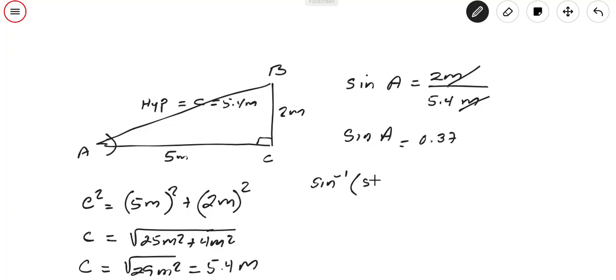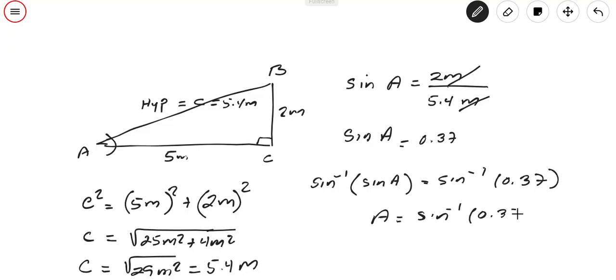So if I apply sine inverse to both sides, I say sine inverse of the sine of A equals the sine inverse of 0.37. Sine inverse of the sine of A will be A. So A will be equal to the sine inverse of 0.37. Using my calculator, the sine inverse of 0.37 is equal to 21.71 degrees. So 21.7 degrees.